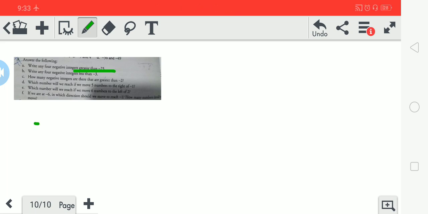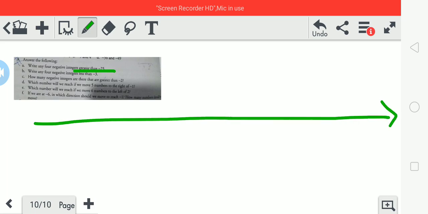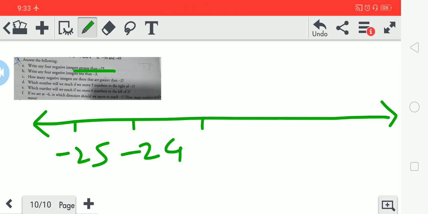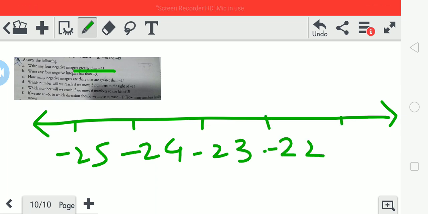So here I will draw the number line. Here is my minus 25, minus 24, minus 23, minus 22, minus 21. Now see students, here I draw one number line with minus 25. Now the question is why I move to the right side. We learned yesterday why I move to the right side.